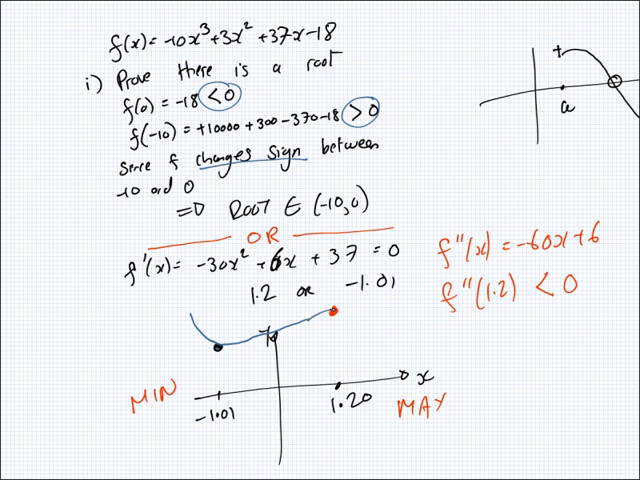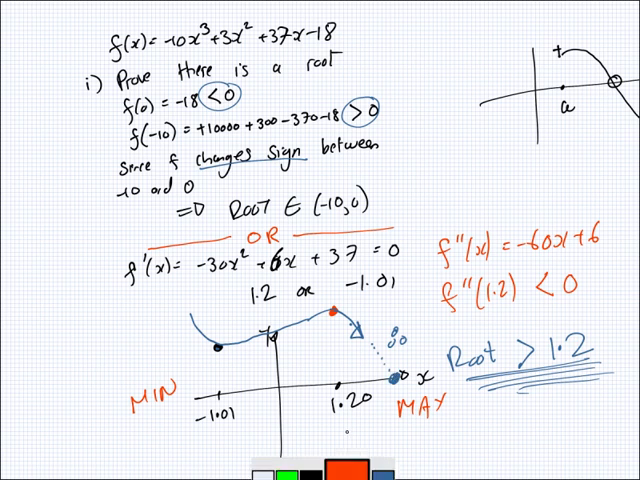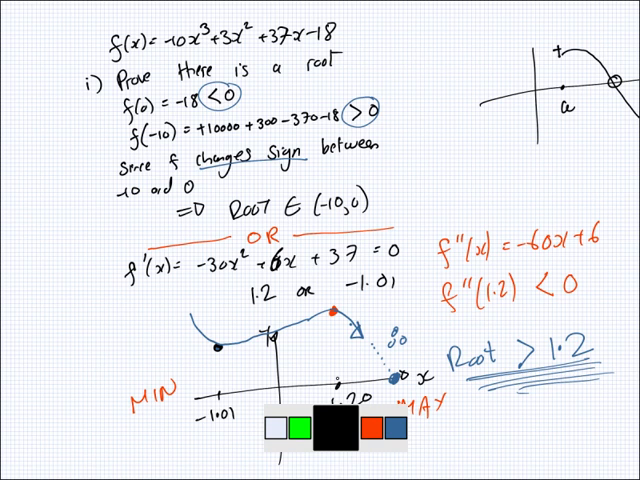Now, because this is a max, it must be coming down here. So therefore, there must be a root to the right of 1.2. There must be, because it's coming down here, so eventually it has to hit here. You got the idea? Okay.